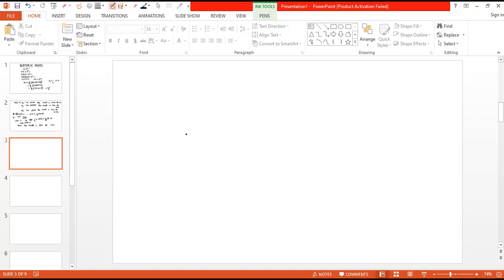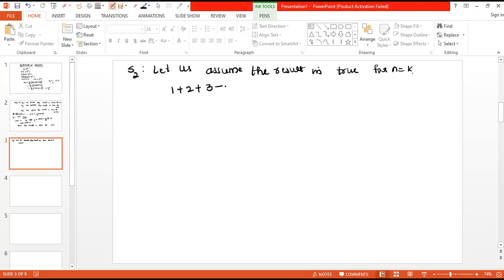Now for the second step, we have to assume that the result is true for n equal to k. So let us assume, in step number 2, the result is true for n equal to k. So in this case, I'm going to write this as 1 plus 2 plus 3 and so on up to k. Wherever n is there, I'm going to put k. That will be simply half k into k plus 1. So this is our step number 2. We are assuming that the result is true for n equal to k.